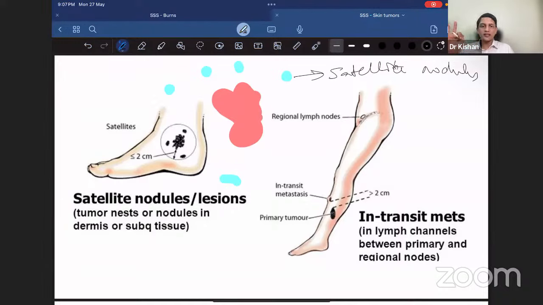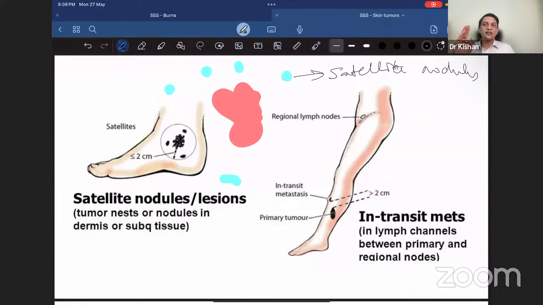It's asked in entrance exam also. Very good. Peau d'orange. Then three. One is peau d'orange. Next thing is ulceration and fungation.